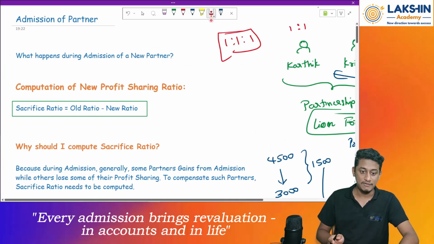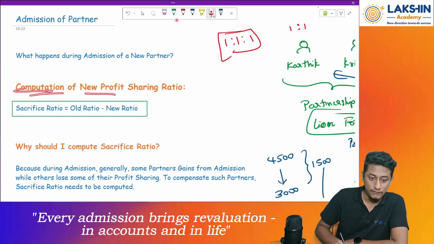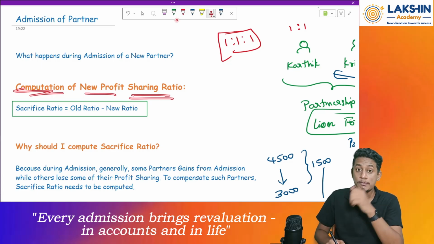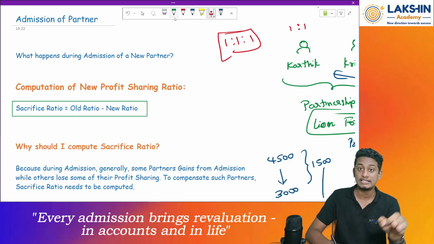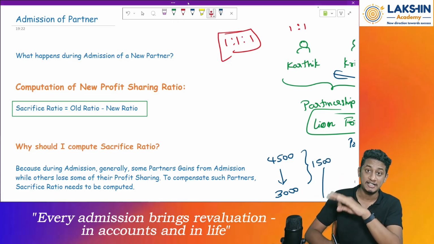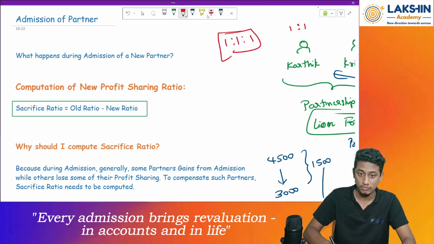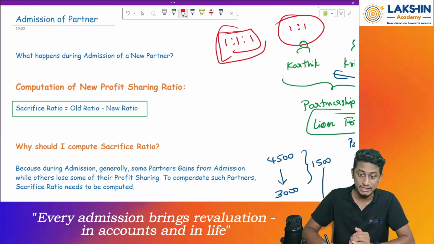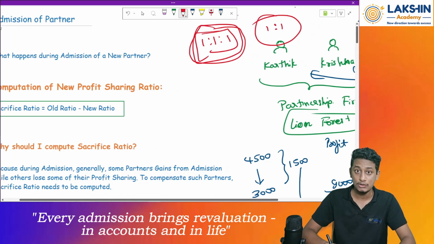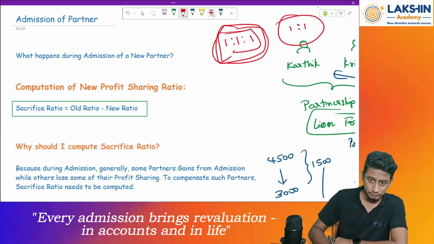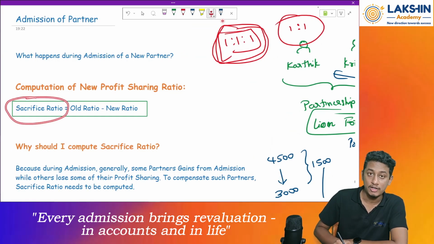So let's start with the new concept, that is computation of new profit sharing ratio. What do we mean by new profit sharing ratio? That means whenever a person is admitted, what should be the new profit sharing ratio? Before it was 1:1. But now once Chinmay is admitted, I have changed the ratio to 1:1:1. That means we are losing something. The sacrifice ratio is computed in this way.